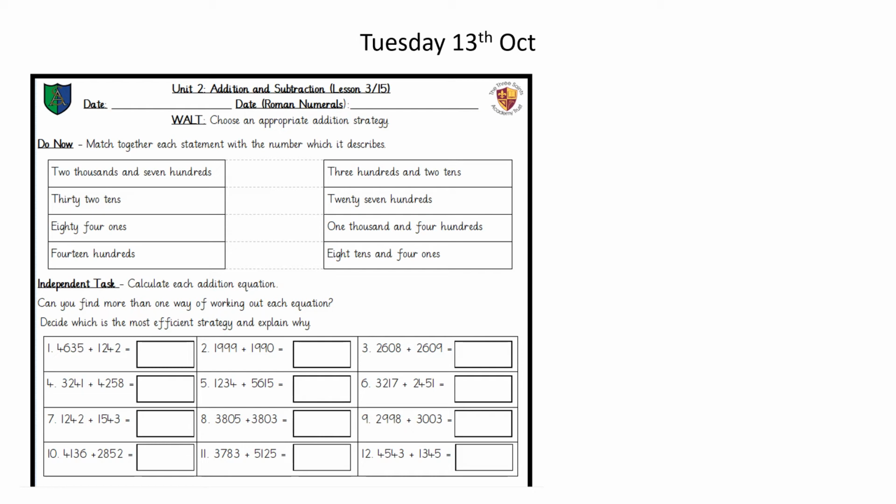So for example, number 2, I'm looking at that now and thinking I would definitely round and adjust. I would round 1,999 to 2,000, add 1,990 to give me 3,990 and take off 1 because I need to adjust because I rounded at the beginning. Another strategy that you might choose to use is near doubles. Have a look if there are any numbers which are similar to each other and then you can double. Remember, for each question you need to write down which strategy you are choosing to use. Good luck!